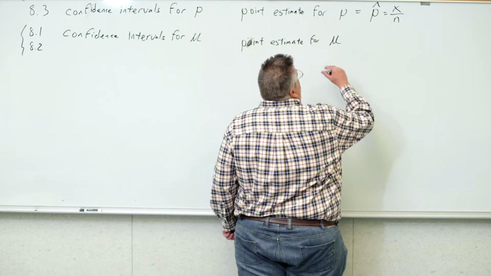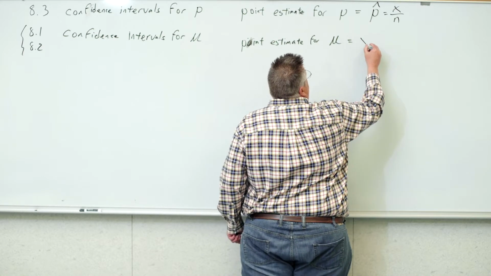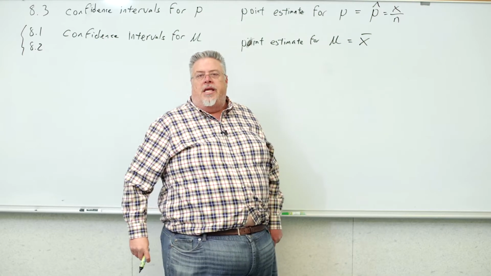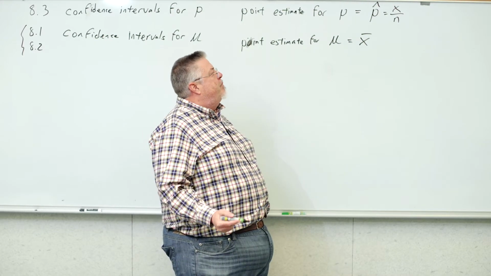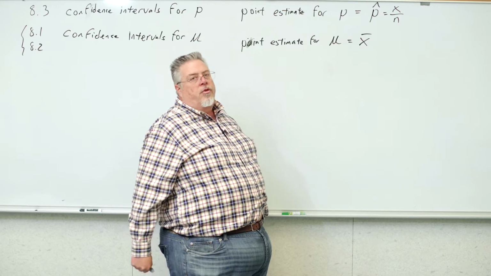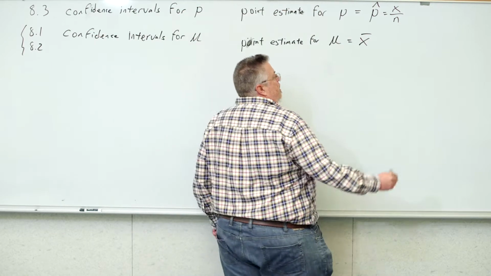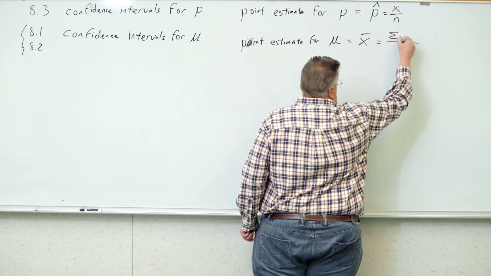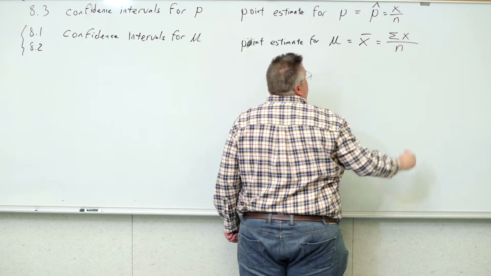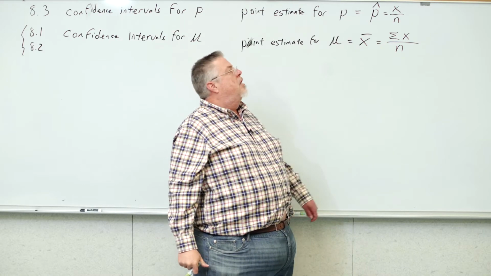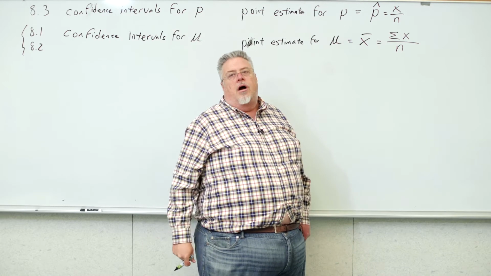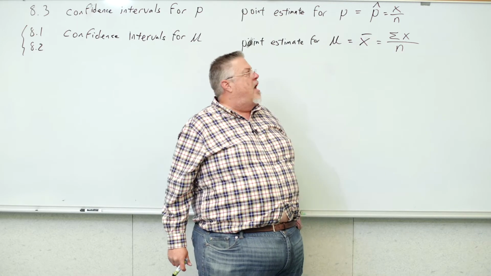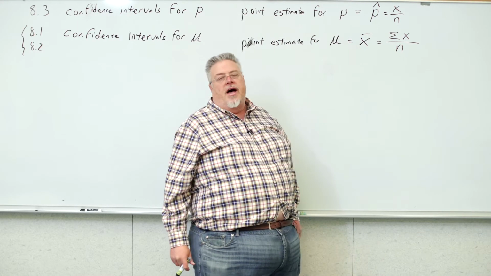And if I'm trying to find a point estimate for mu, kind of common sense, I'm going to take a sample and find the sample mean, and that's my best guess for the population mean. And X bar, if you've got raw data, sum of the x's over n. More often than not in a problem we're just going to give you X bar, but you could be given raw data and be asked to actually find X bar.